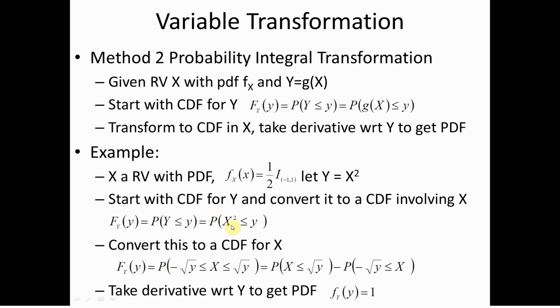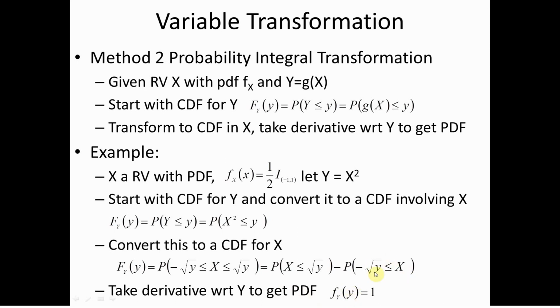Okay? And now I'm going to convert this to a CDF in terms of the random variable capital X. I'm going to say, okay, if x squared is less than or equal to y, then x is between minus the square root of y and positive square root of y. And you can show that this is equal to the difference of these two probabilities. Okay? And so now this is equal to the CDF of square root of y minus the CDF of minus the square root of y. And I can simply take the derivative with respect to y. And that ends up giving me my PDF in terms of y.